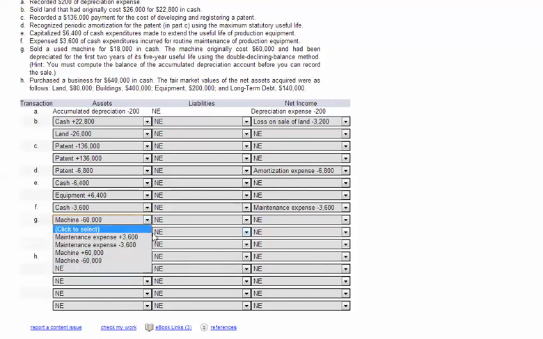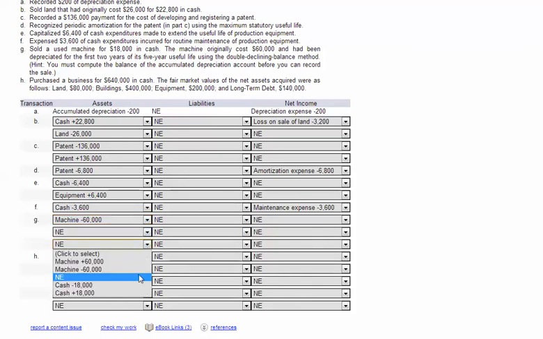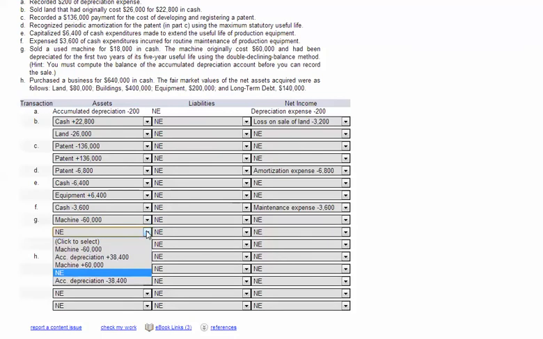Actually, let me back up. There we go. So credit the machine. We would debit cash for the amount received. We would also debit our accumulated depreciation. So that accumulated depreciation is actually going to increase our assets because we're removing that.